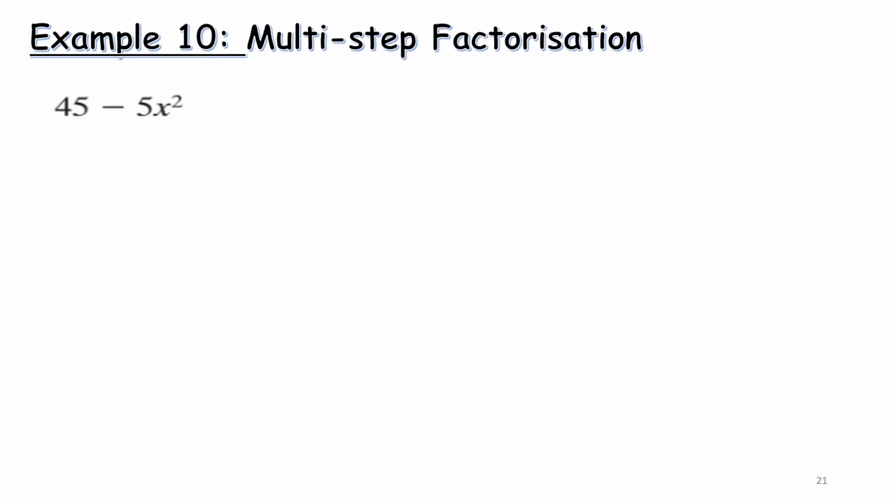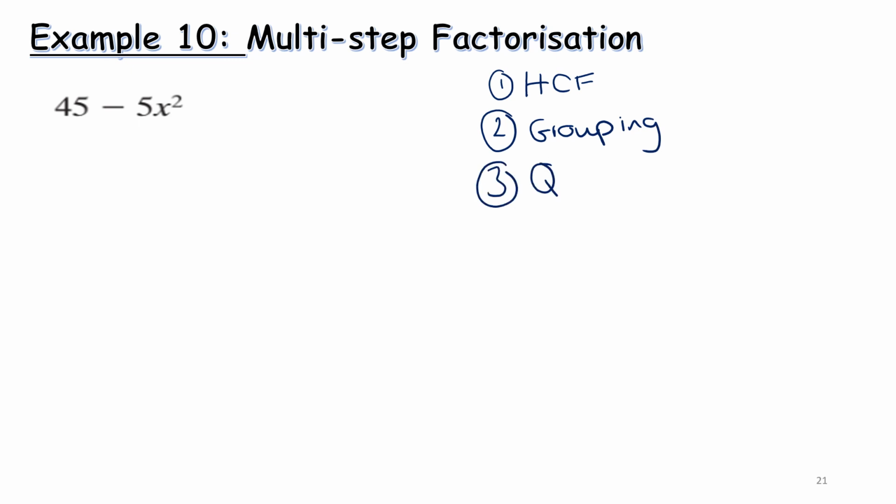So now let's look at a multi-step factorization question. So when we're doing factorization, it may be the case that more than one type of factorization is required in order to factorize fully. So I'm going to make a little list. Highest common factor is my first one. Grouping is my second one. Third one is quadratic trinomials. We're using guide number. And the fourth is difference of 2 squares.